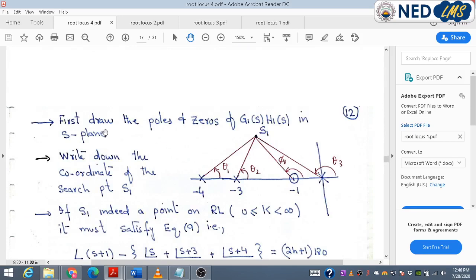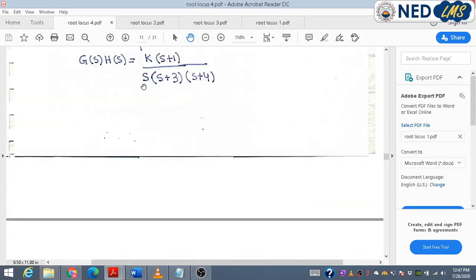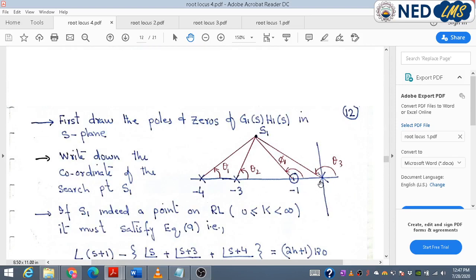First of all, we draw the poles and zeros of G1(s)H1(s) in the s plane. We have three poles: one at 0, the other at -3, and the third at -4. So these are the three poles, at 0, -3 and -4, and one zero which is at -1. The cross symbol is used to represent the pole, and the circle symbol is used to represent the zero of the system.